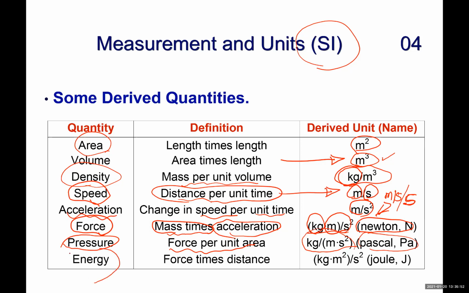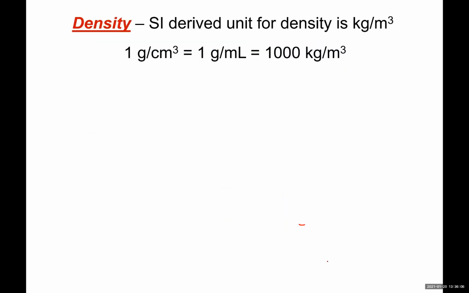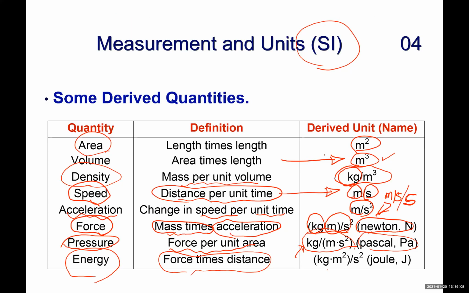And unit of energy, what do we know about energy? That's force times distance. So all we have to do is multiply force, which is this formula, by distance, which is meter. So we get kilogram meter squared over a square second. And that's the definition of joule. The unit of energy is joule. 1 joule is equal to 1 kilogram meter squared per square second. All right, let's go to the next slide.